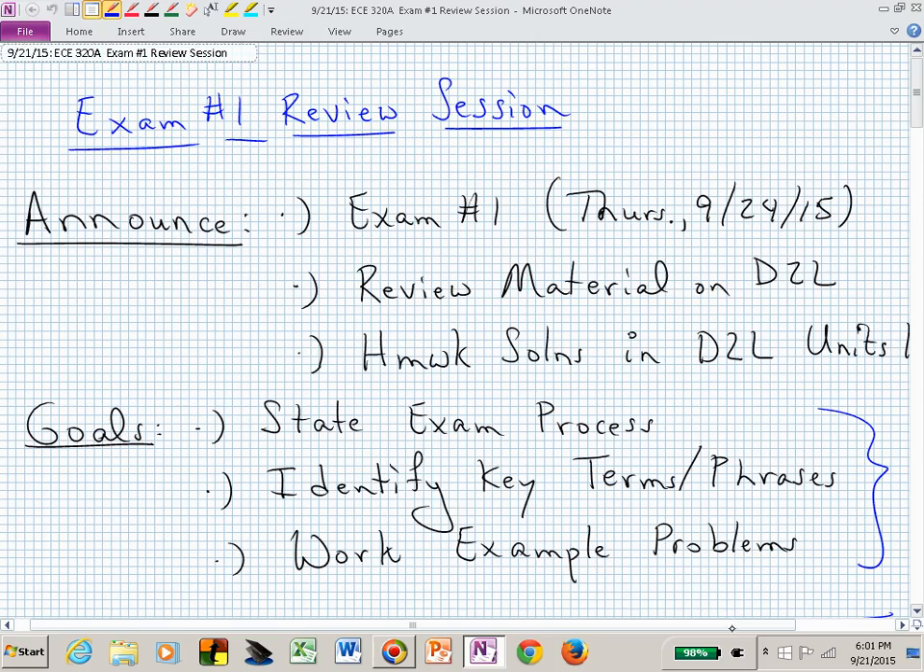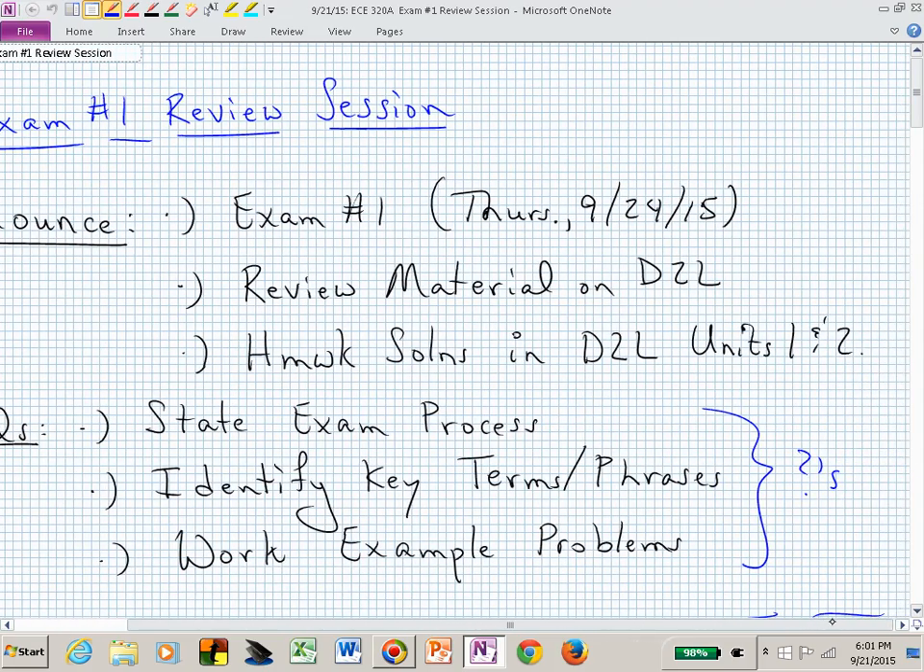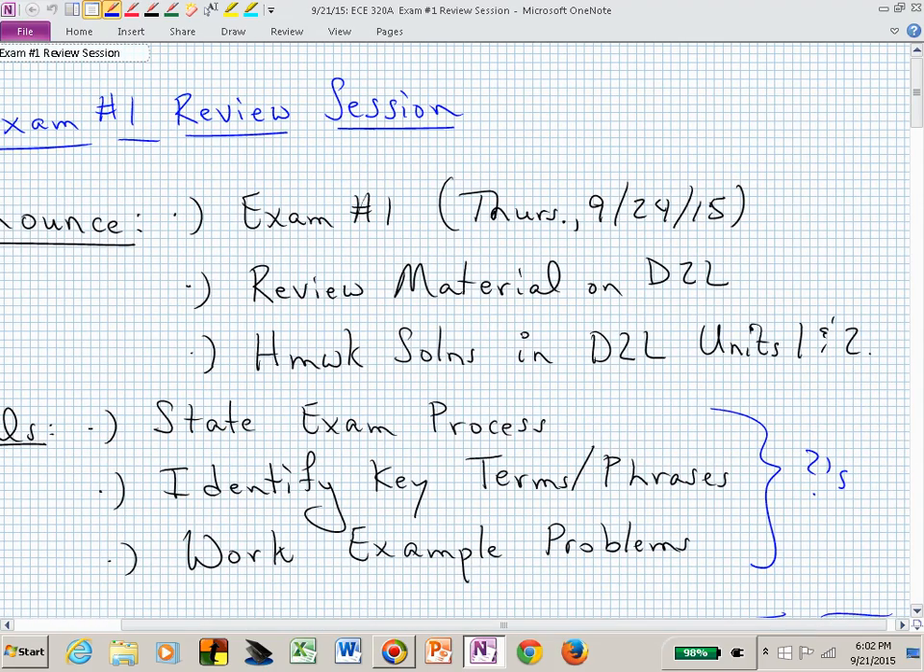I also have tried to make it so that you can look at some homework solutions more fully worked out than just seeing the answer correct on Mastering Engineering. Those are available at the bottom of Units 1 and Unit 2. Some people said, oh, I didn't know those were there. So if you want, on D2L, there are pages of worked homework solutions if you want to see how I might have attacked a problem.